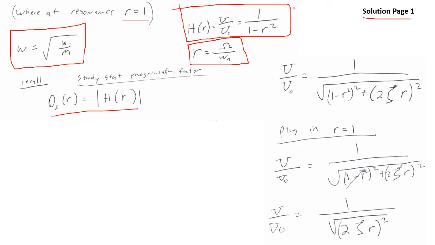So I can plug in, for resonance, my R is equal to 1. So I plug that in here. U over U naught is equal to 1 over the square root of 1 minus 1, which is 0. So this whole term right here goes to 0, plus 2 times my damping coefficient times R, which would be a 1 right there as well, squared. Bring this down, reduce, simplify that. U over U naught is equal to 1 divided by the square root of 2 times our zeta term times R quantity squared.